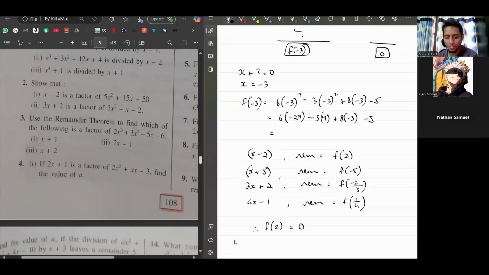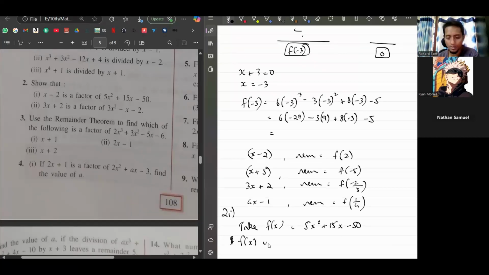Write it as a statement. What is the first statement? What is f of x? Take f of x is equal to, we're solving this 2, 1. Take f of x is equal to 5x square plus 15x minus 50.